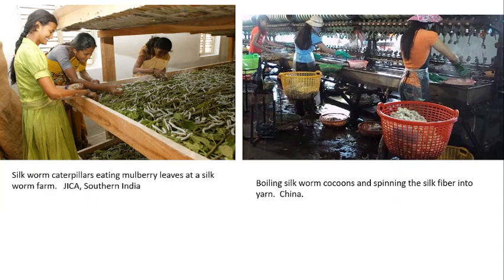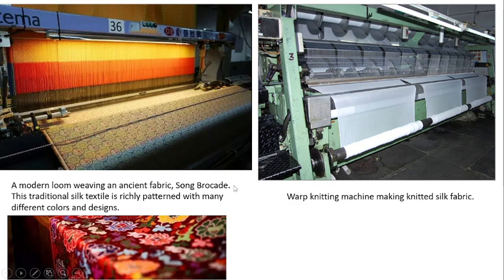Again, that boiling water releases the fibers, loosens the fibers from their cocoon structure, and the fibers are being drawn out by these machines, and then those fibers will be spun into yarn, and then those yarns will go to create lovely silk fabrics.